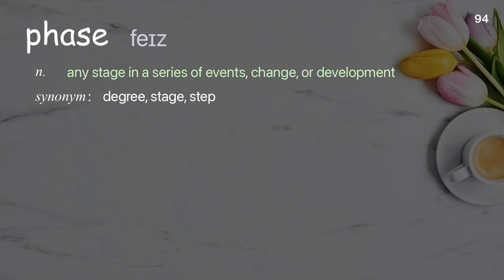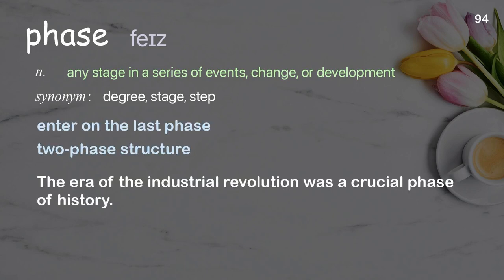Phase. Any stage in a series of events, change, or development. Examples: Enter on the last phase. Two-phase structure. The era of the Industrial Revolution was a crucial phase of history.